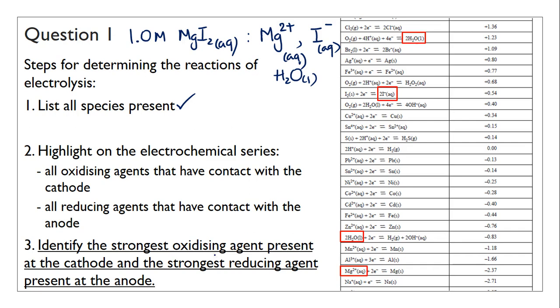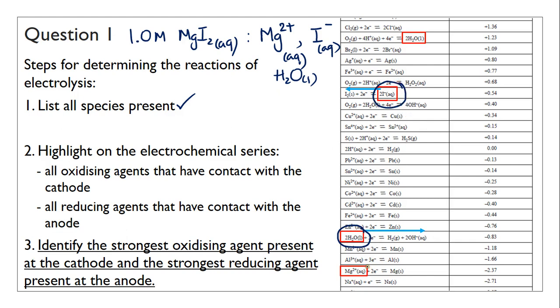Step 3 is to identify the strongest oxidizing agent present at the cathode and the strongest reducing agent present at the anode. So there are only 2 oxidizing agents. The higher one will be the stronger, so that's a stronger oxidizing agent, which is this one. And the stronger reducing agent is the lower one, so that's iodide.